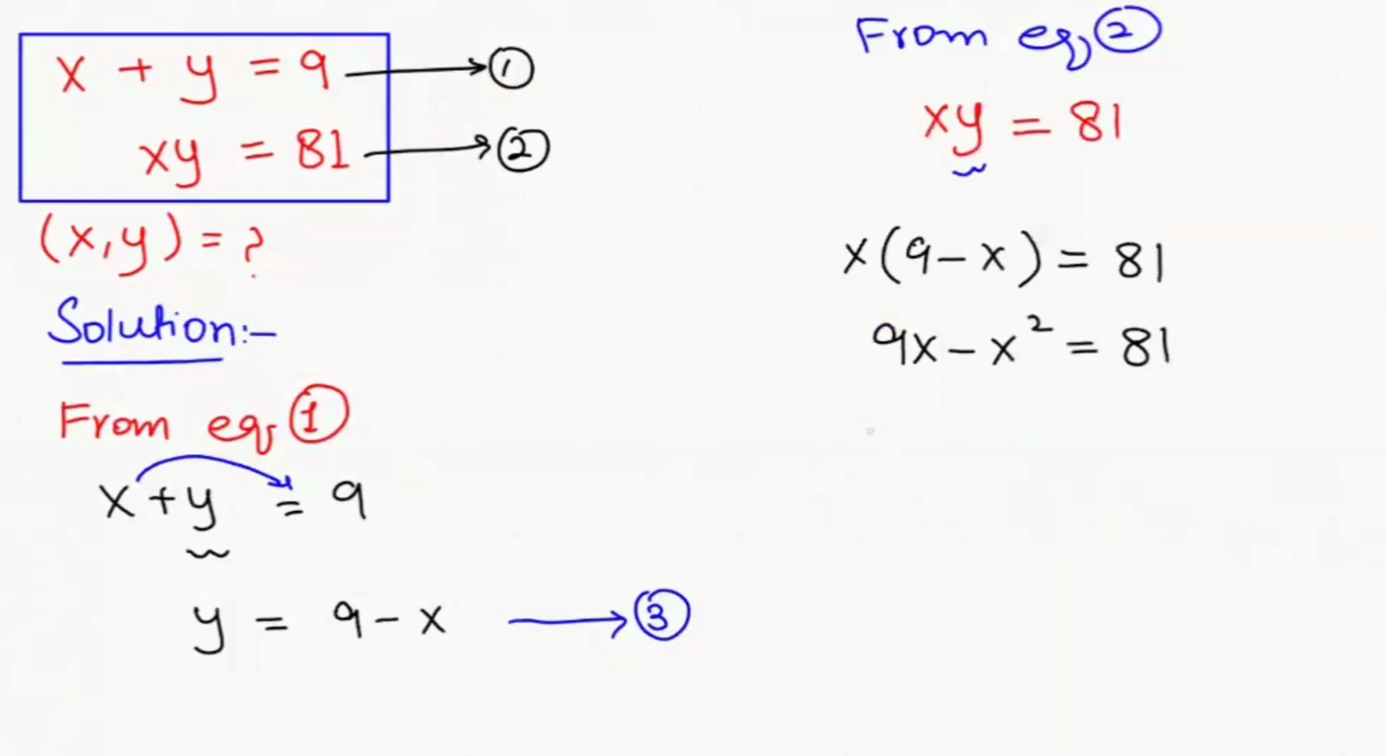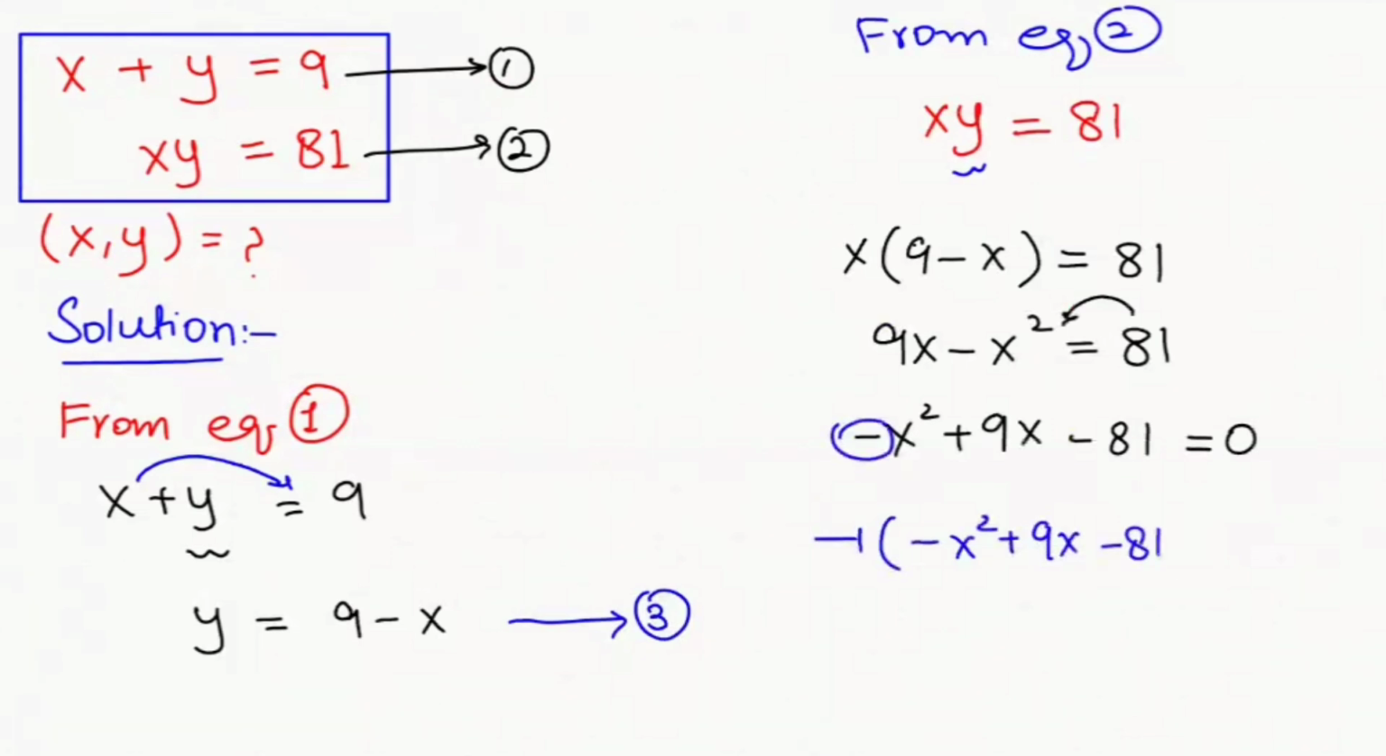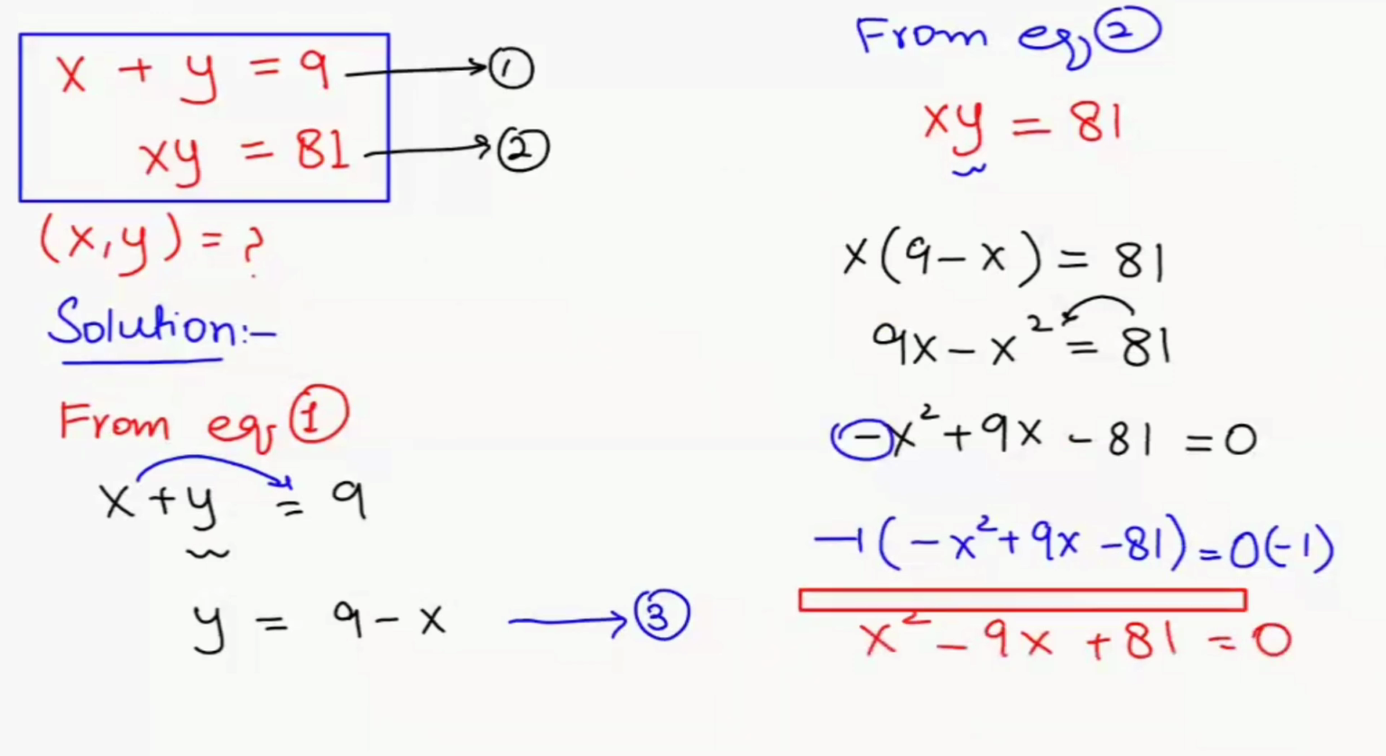Now I'm going to rearrange: minus x squared plus 9x, and this 81 I'm going to take to the left hand side. So it will turn to minus 81 equals 0. Now here we have the negative signs, so I'm going to multiply both sides by negative 1. So this equation will turn to x squared minus 9x plus 81 equals 0. Here we get the quadratic equation.